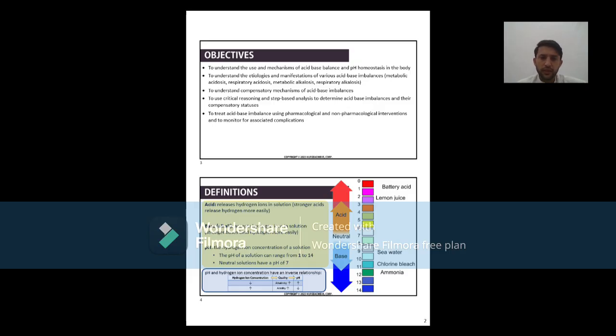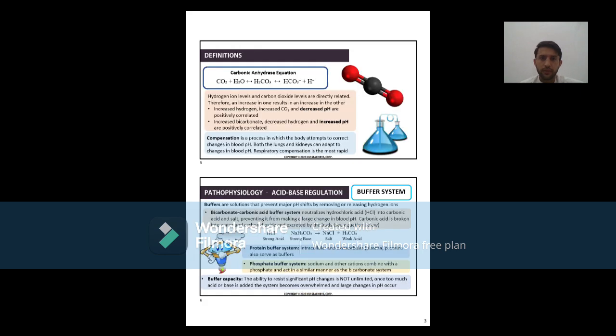pH and hydrogen concentration have an inverse relationship. When the pH goes up, the hydrogen ion goes down. When the pH goes down, the hydrogen ion goes up. They have an inverse relationship. These are the equations commonly used for blood gases.